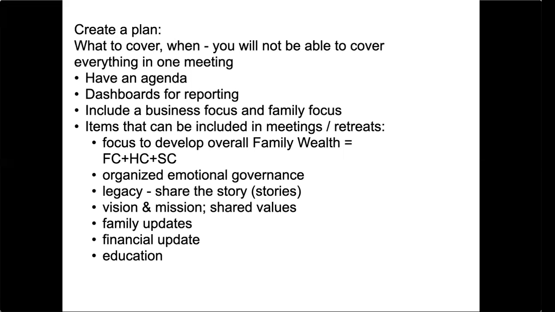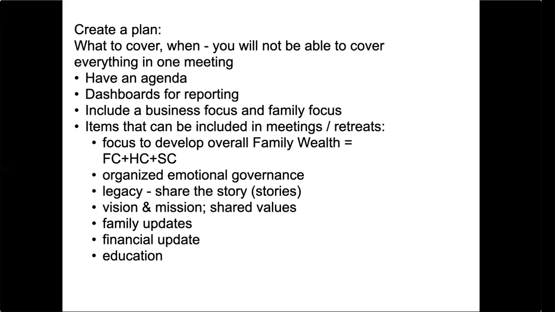What are all the items you can include in the family meetings and family retreats? Well, if we start with the family wealth equation, which is financial capital plus human capital plus social capital, you want to include components of all three. The financial capital, all your assets and the business components; your human capital, the individuals; the social capital, the relationships and the branding. And you want to also cover off legacy, sharing the story.